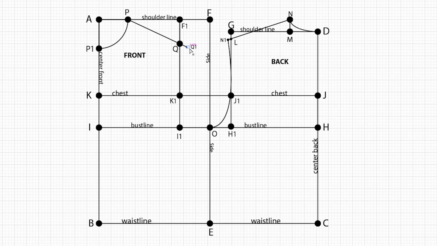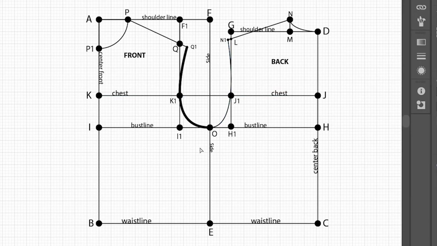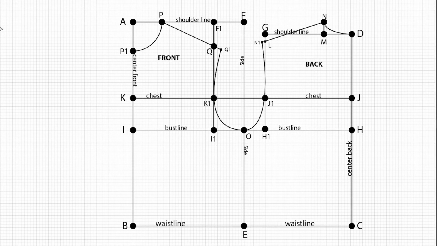All right, now we're going to go from point Q1 to K1 and then to point O. Ending in point O, we're going to draw our front armhole curve from point Q1 to K1 to O. As you can see here, I've made my front armhole prominent so you can get an idea of how your curve should look when creating the curve of your armhole. All right, so that completes this portion of the neck and the armhole and the shoulders.